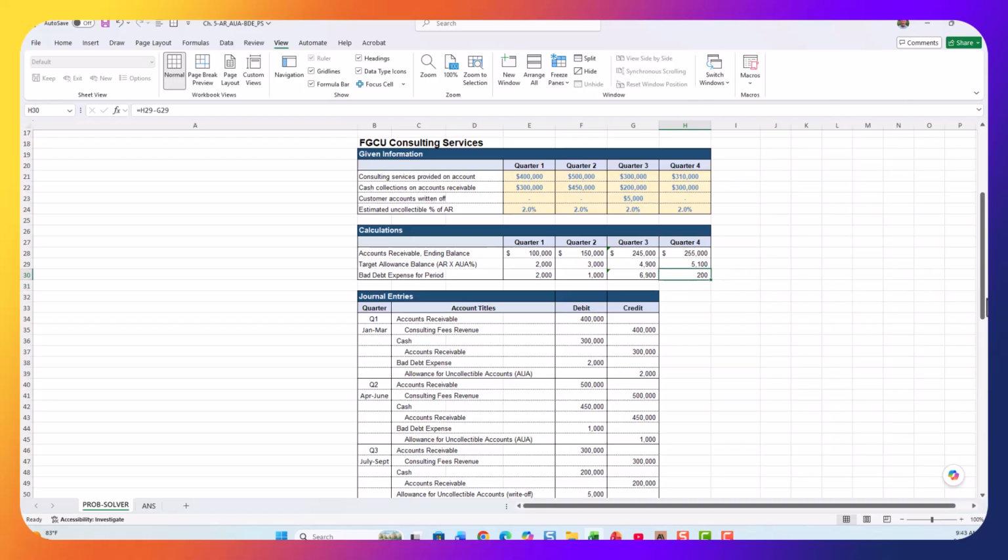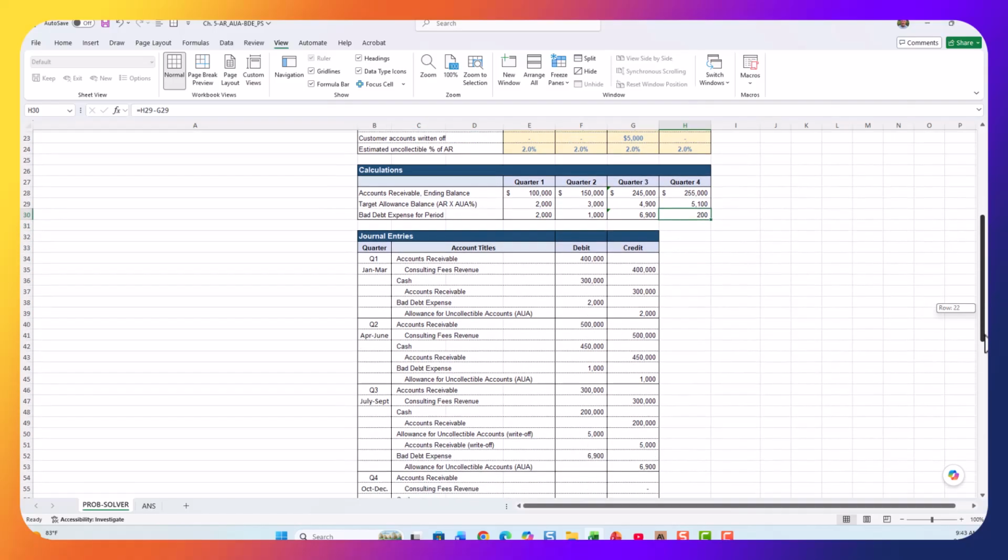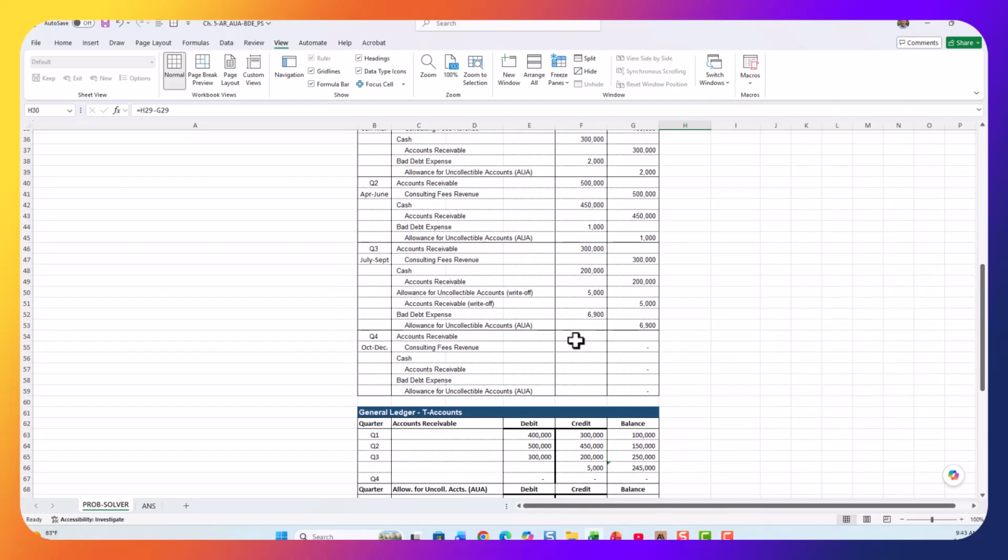When it comes to our journal entries, we're going to debit accounts receivable for $310,000, credit consulting fee revenue for $310,000. We're going to debit cash for $300,000, credit accounts receivable for $300,000. And for our adjusting entry, we're going to debit bad debt expense and credit allowance for uncollectible accounts for $200.